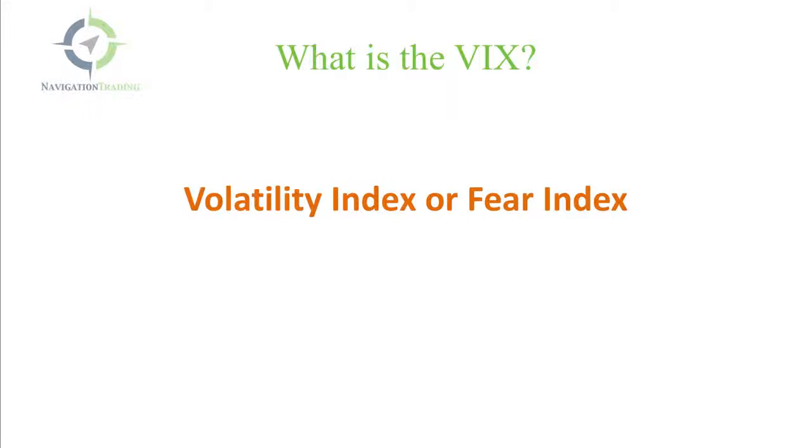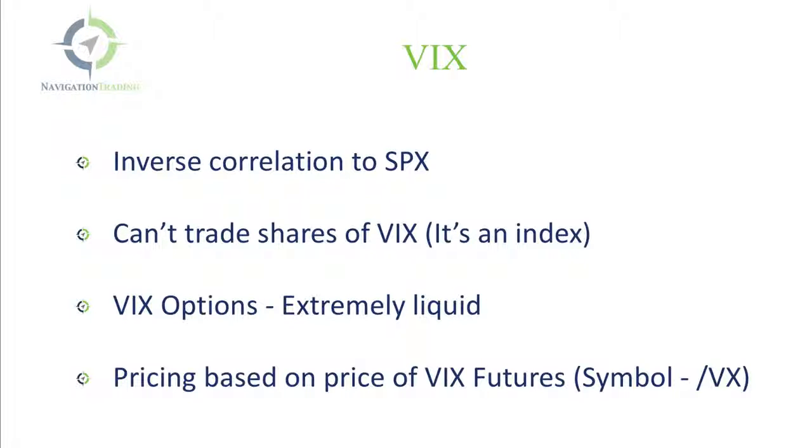A few things to know about the VIX: one, it's typically inversely correlated to SPX, or the S&P 500 index. The VIX is priced based on options of the SPX, and when the S&P 500 is going up, typically the VIX is going down, and when the S&P 500 is going down and there's more uncertainty in the marketplace, many times you'll see a spike higher in VIX.